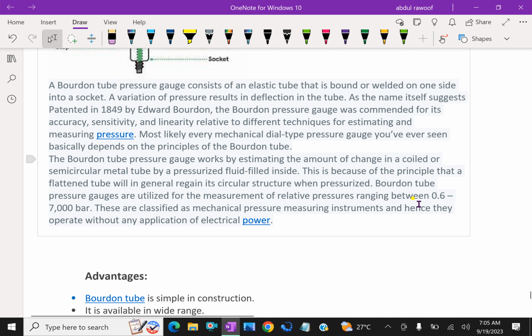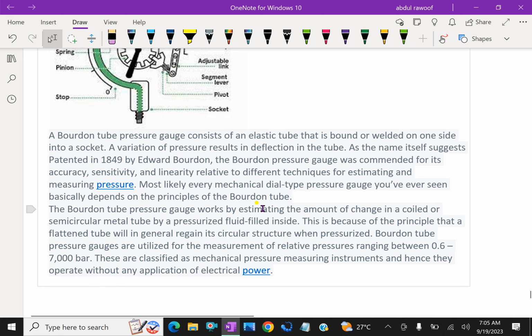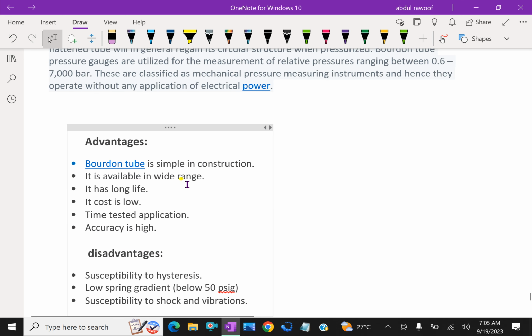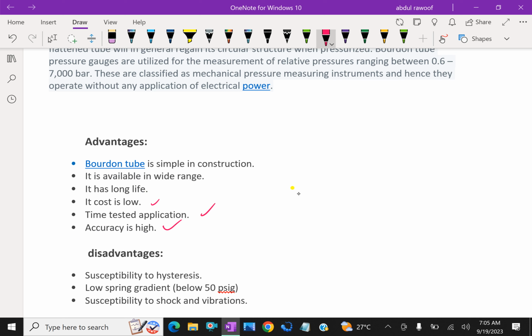Here the Bourdon tube pressure range is 0.6 to 7000 bar. These are classified as mechanical pressure measuring instruments and hence they operate without any application of electrical power. Advantage of Bourdon tube is simple in construction. It is available in wide range. It has long life. Cost is low. Time tested application. Accuracy is high.